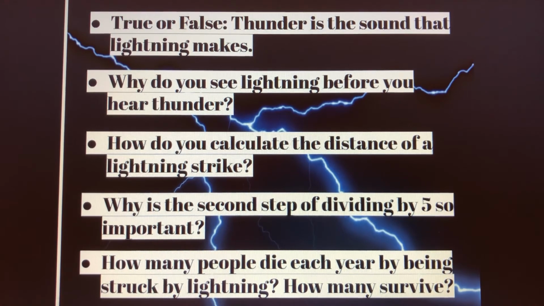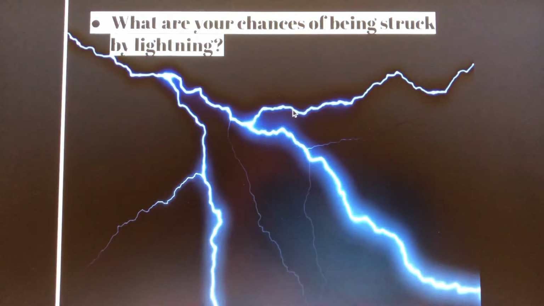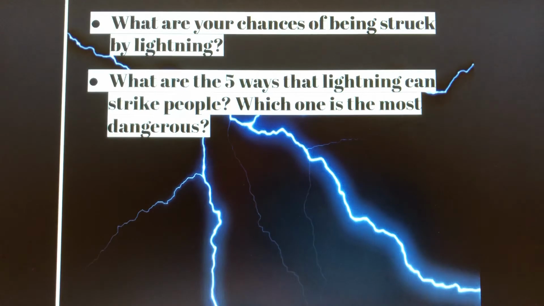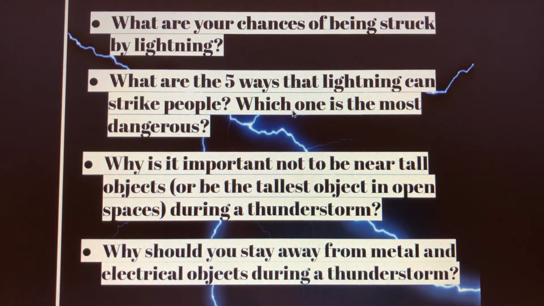How many people die each year by being struck by lightning? And how many survive? What are your chances of being struck by lightning? What are the 5 ways that lightning can strike people, and which one of those is the most dangerous? Why is it important not to be near tall objects or be the tallest object in an open space during a thunderstorm? Why should you stay away from metal and electrical objects during a thunderstorm?